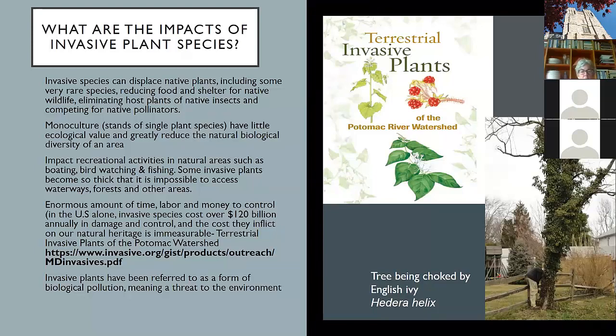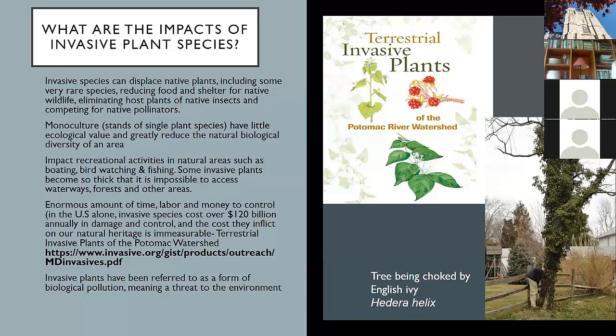Some of the negative impacts of invasive plant species: they can displace native plants, which include rare species, and reduce food and shelter for native wildlife. They can become a monoculture, which has little ecological value and greatly reduces the biological diversity of an area. They can impact recreational activities in natural areas such as boating, bird watching, and fishing. Some invasives are so thick that it's impossible to access forests and waterways in other areas.